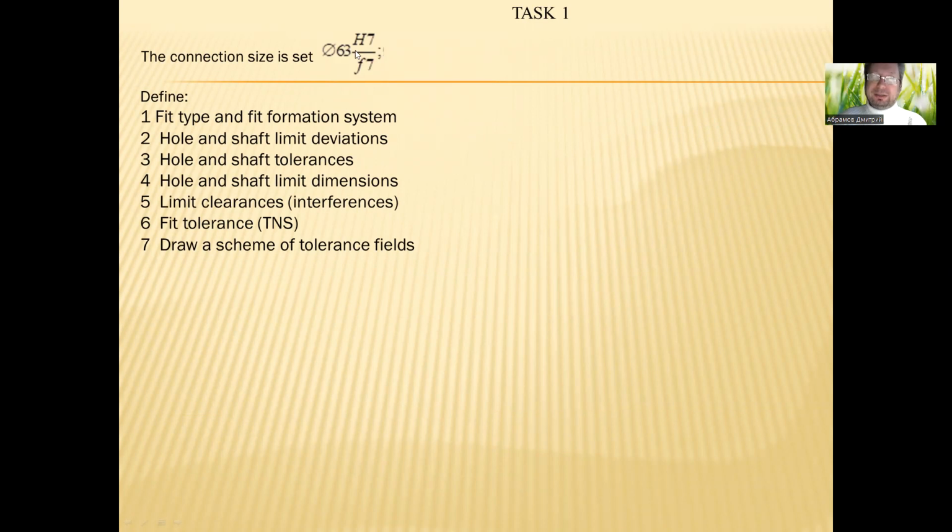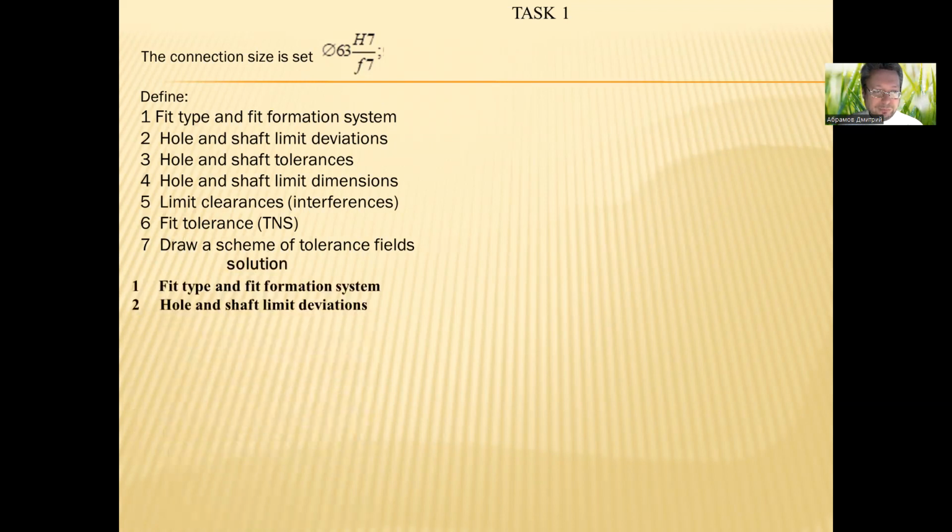Fundamental deviation and IT grade of the hole: H7, big H, above the line. Fundamental deviation and IT grade of the shaft: F7, under the line. Define fit type and fit formation system, hole and shaft limit deviations, hole and shaft tolerances, hole and shaft limit dimensions, limit clearances or interferences, fit tolerance, and draw a scheme of tolerance fields.